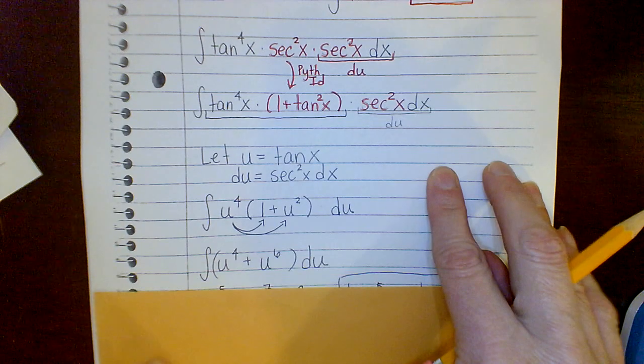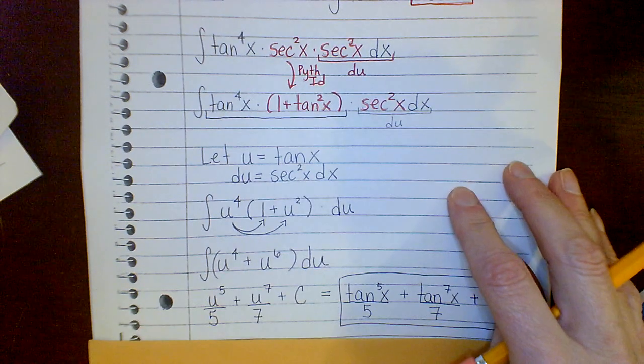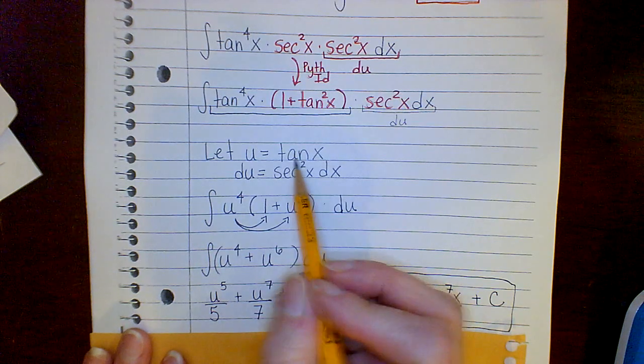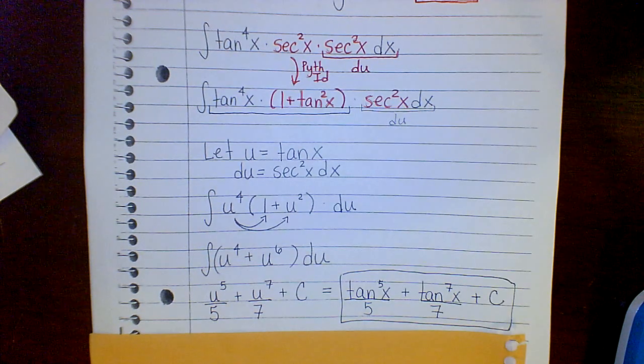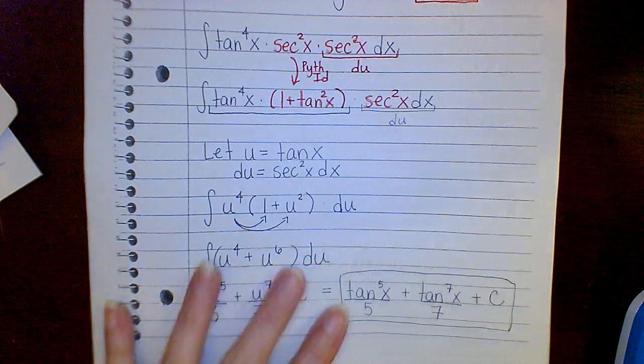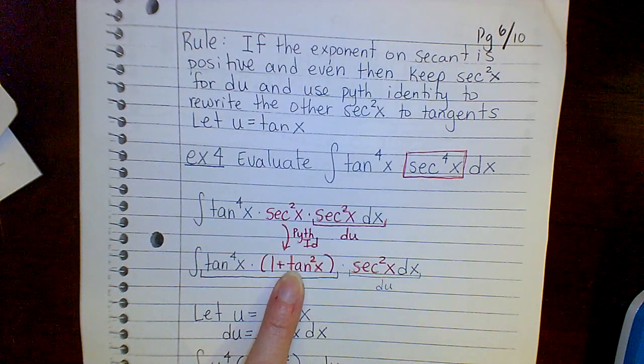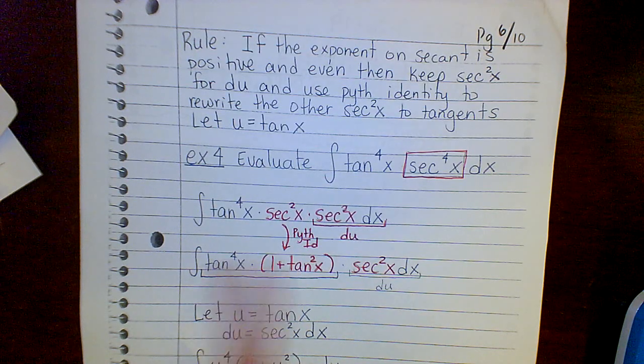And multiplying that out, all we have to do is use the power rule to integrate u to the 4th and u to the 6th, and then substitute back in for tangent. So these are pretty straightforward. The whole goal for all of these is all about setting aside something for your du and manipulating what you have left with Pythagorean identities to make all of those in terms of the other function.